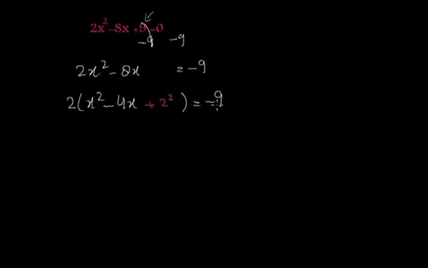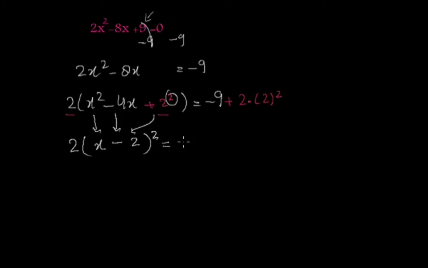For the right hand side I need to add more than 2 squared, because notice that 2 squared is multiplied by 2 on the outside. So I add 2 times 2 squared, that is 8. So I complete the factor. It's going to be (x - 2) squared. And the right hand side is negative 9 plus 8. Negative 9 plus 8, that is negative 1. And on the left hand side we have. Now if you divide by 2 on both sides, you get an imaginary number.